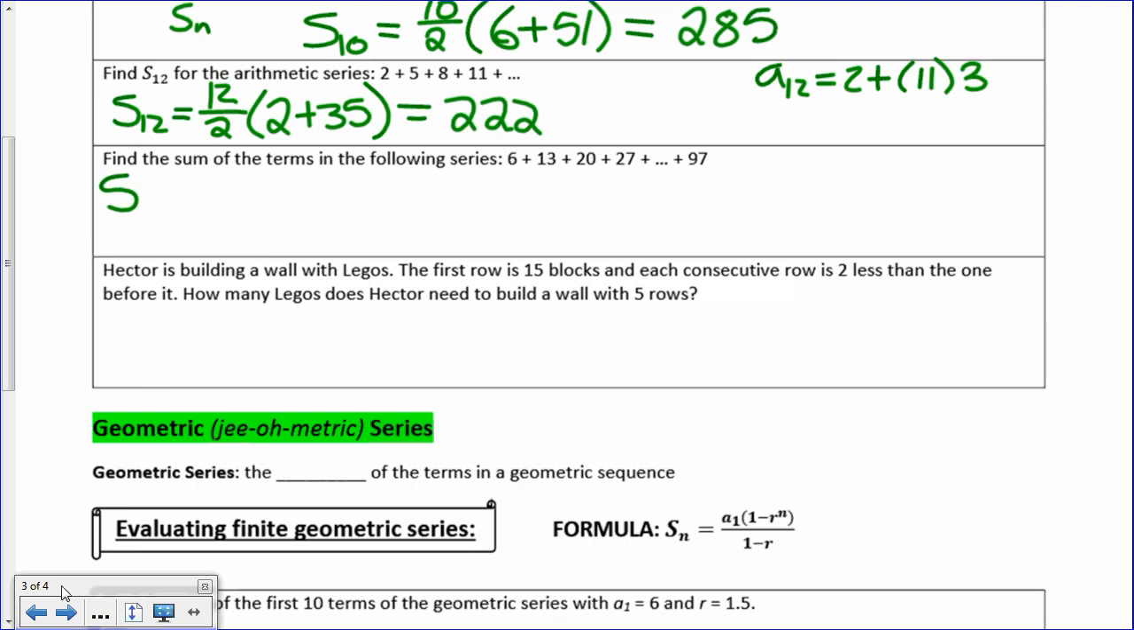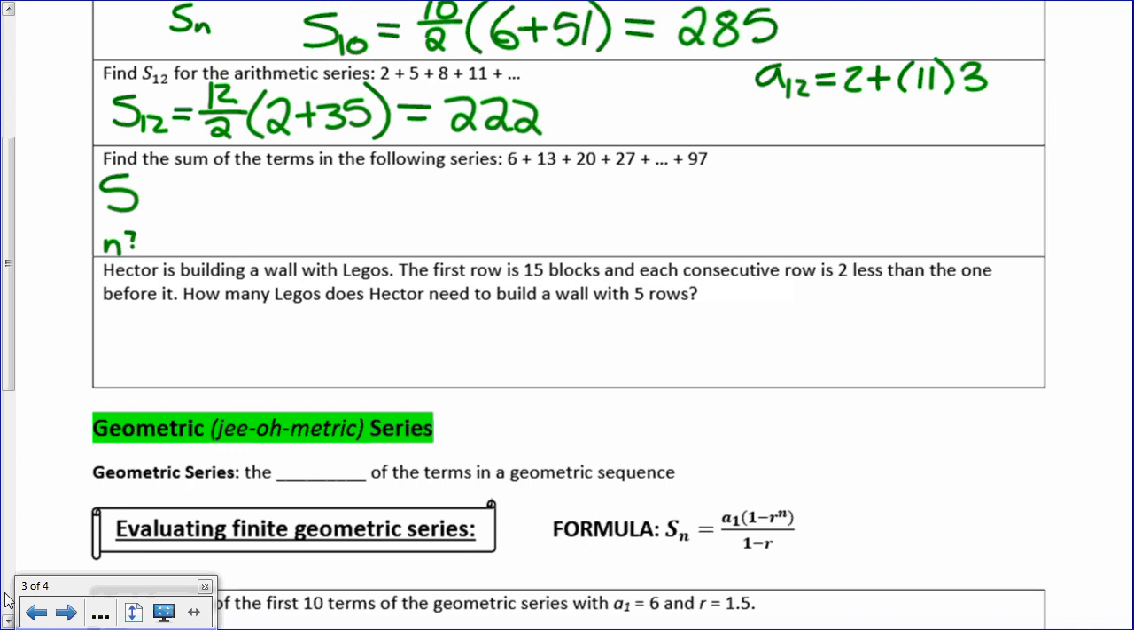So, do I know what n is? Do I know how many numbers I'm adding? No, because that little ... took a bunch of them out. So n is what we don't know. Do I know a sub 1? Do I know a sub n? Yes. So what is it that I don't know? N. So we're going to go back to our formula that we learned last time to help us find n, and then we can piece it together.